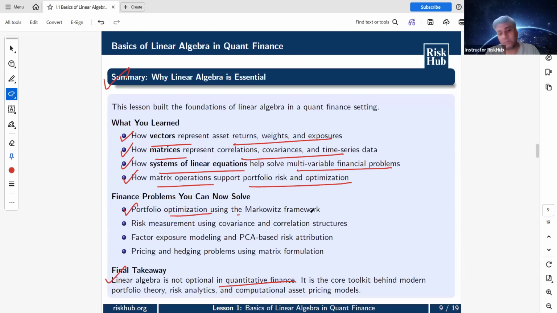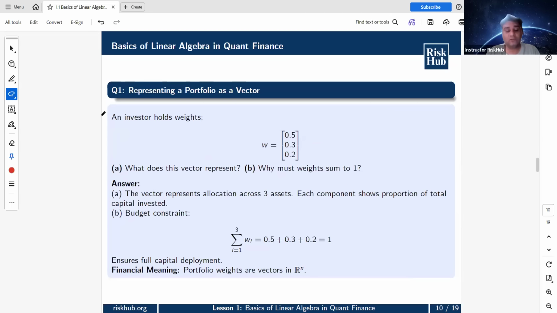Portfolio optimization using the Markowitz formula, risk measurement using covariance, factor exposure modeling, pricing and hedging formulas using matrix formulation. Okay, then we get into the next part.